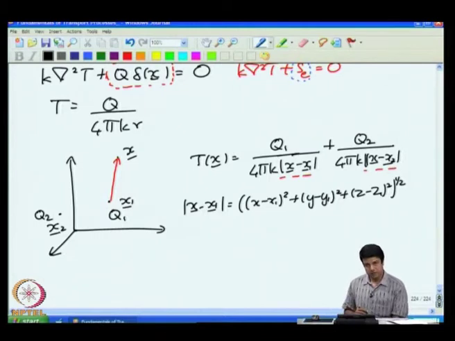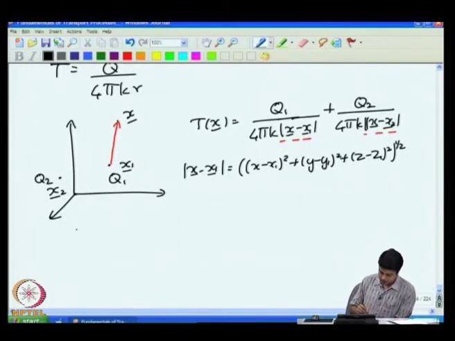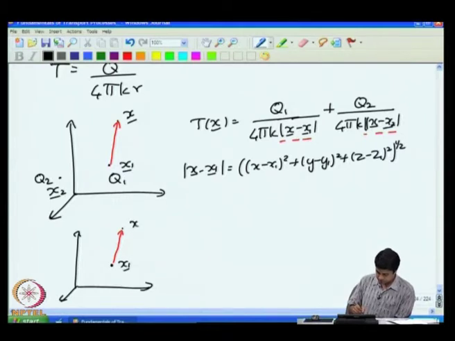So, I could have 2 sources. In this case, what I have implicitly done is to separate out the problem into 2 parts. One is to have a source here, and then evaluate the temperature field due to this. And the other is to have a source here.